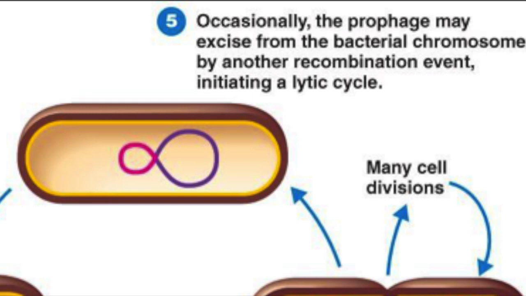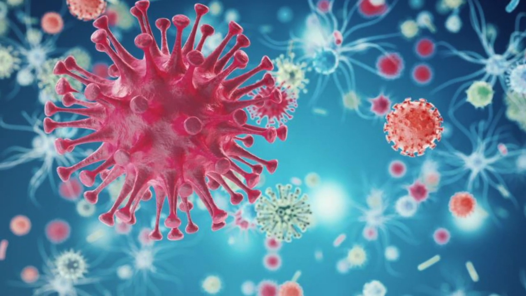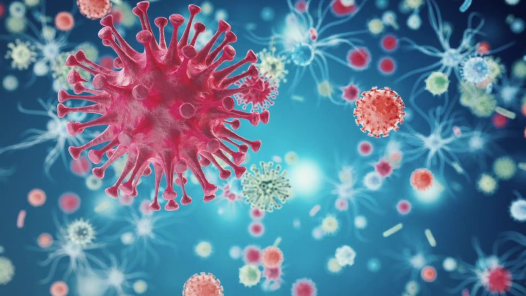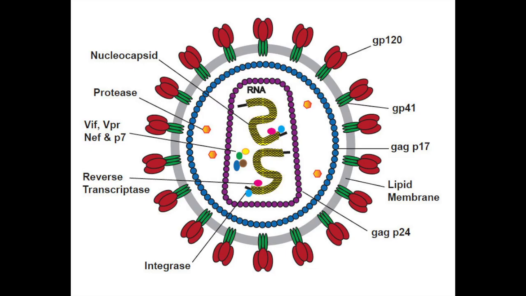Eventually, there is a trigger that starts the lytic cycle and viral components start to form. Scientists are not totally sure what triggers the lytic cycle to start, but they think it's environmental factors like UV radiation or chemical factors. Finally, the cell will undergo lysis and the cycle will continue again. HIV and AIDS is one of the most well-known lysogenic viruses and can stay dormant for weeks, months, and even decades.